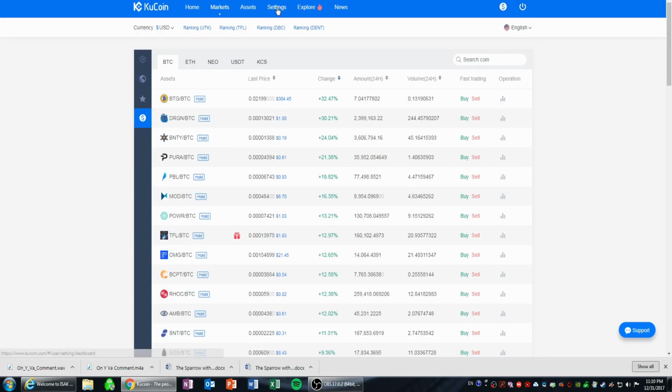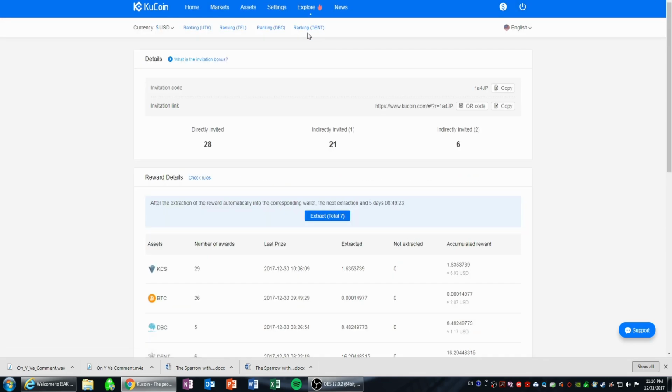And okay, so now look at this. How does it work, right? You invite people directly, and you make 50% of their trading fees. Then they invite people directly. So then in the second level, the people you indirectly invite, you get 25% of the trading fees. And then the third level, you get 12.5% of those guys' trading fees, right?